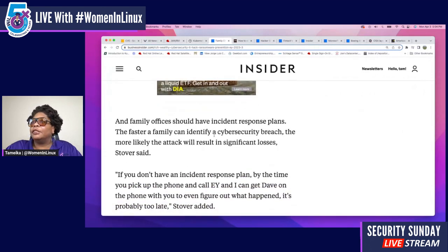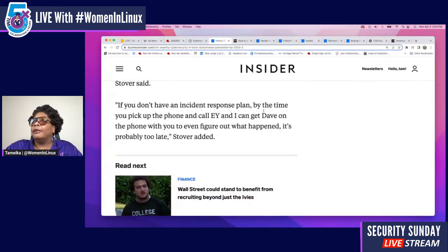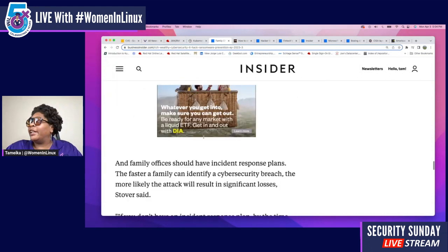Family offices should have incident response plans, and if you don't know what those are, we'll have to do a deeper dive on that next week. I have a book we could do a dive on. The faster a family can identify a cybersecurity breach, the less likely the attack will result in significant losses. If you don't have an incident response plan, by the time you pick up the phone and call Ernst and Young, and I can get Dave on the phone with you to figure out what happened, it's probably too late. Probably too late. All right, next up.